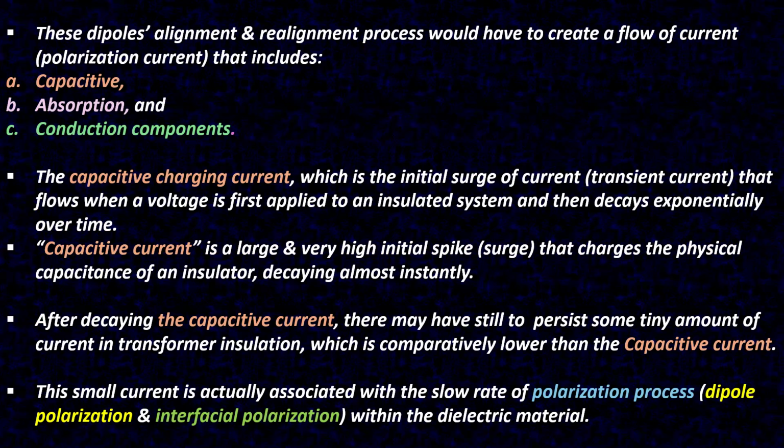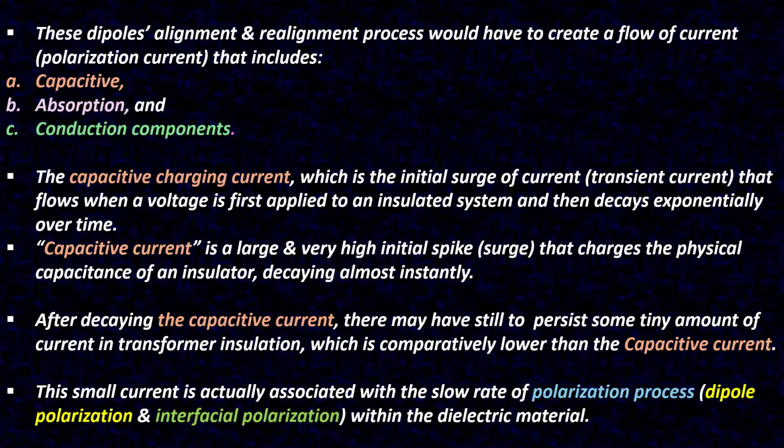The capacitive charging current is the initial surge of transient current that flows when a voltage is first applied to an insulated system and then decays exponentially over time. Capacitive current is a large and very high initial surge that charges the physical capacitance of an insulator, decaying almost instantly.